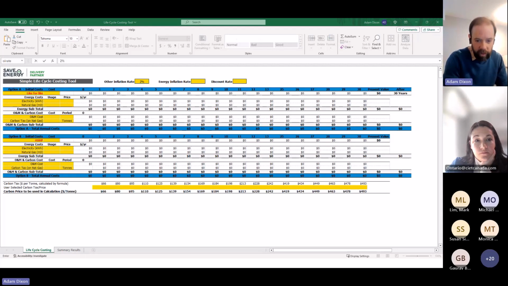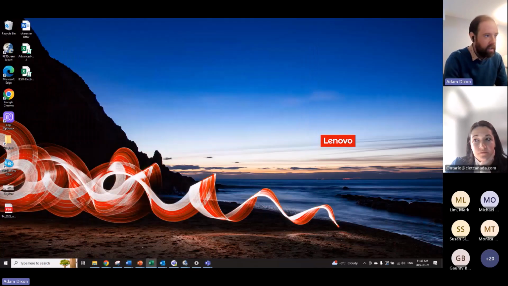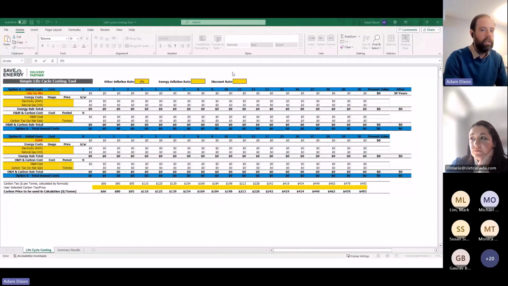Just make sure I'm entering the right numbers. Have this sheet on the side. There we go. Our energy inflation rate is 4. Our discount rate is 3.